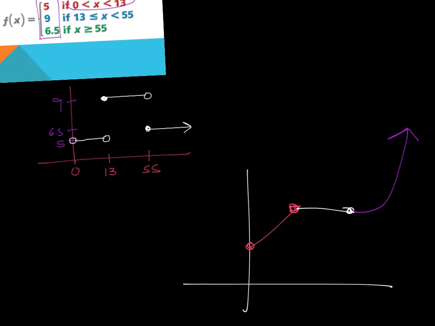I see. Ian? So the blue one up there, the 9 one? Yep. That's basically saying that any value you put into that function that's greater than or equal to 13 and less than 55, it'll give you 9. Correct. So if I asked you, what's the value of f of 20, you would tell me it's 9. Because anything in between 13 and 55 is going to be 9. Anything from 0 to 13 would be 5, and 55 and beyond would be 6.5.